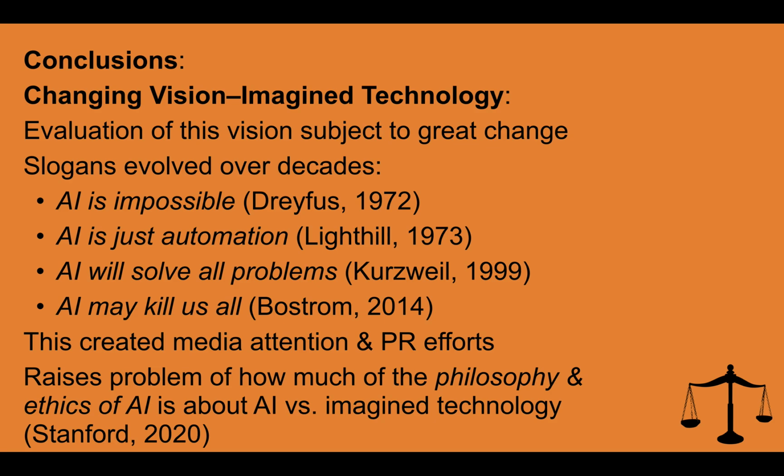So it's gone from being difficult, to being just a simple automation tool, to a problem-solving tool, to something that could become superintelligent, where the singularity is achieved and human life is at stake. This has created media attention and PR efforts, because if you're working in AI, you probably don't want the message that AI might kill us all to be the prevalent idea. So this raises the problem of how much of the philosophy and ethics of AI is about AI specifically, how it actually is in real life, versus imagined technology, which may not be as accurate.